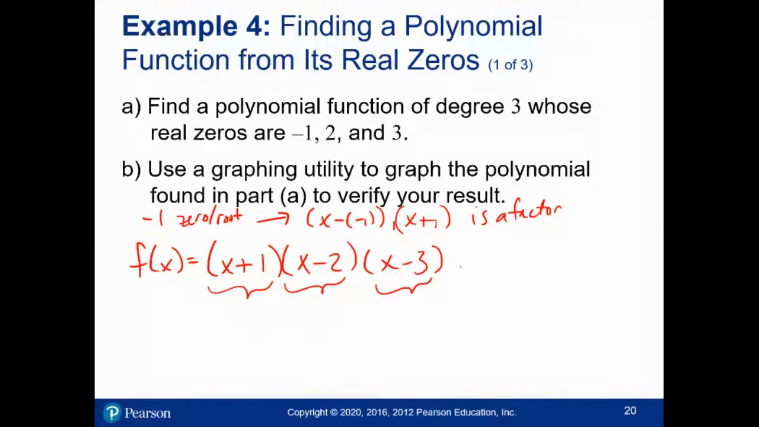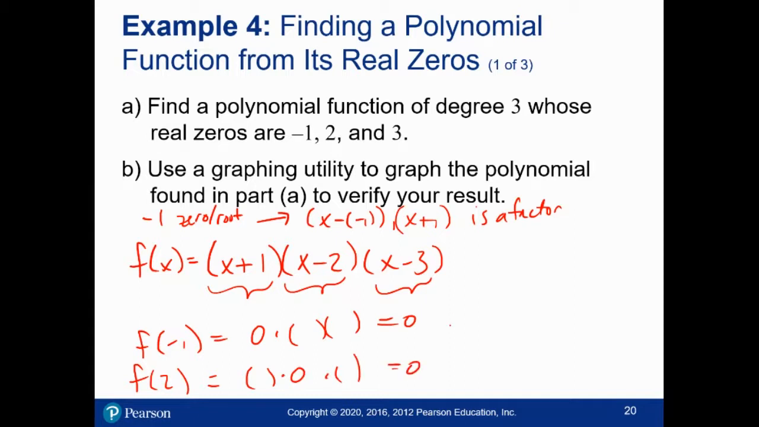of 3. And notice, if you plug in f of -1, you get 0 times whatever. I'm going to get out a 0. If you plug in f of 2, you get out something times 0 times something, and you're going to get out a 0. And similarly, if you plug in 3, you get out something times 0, and all of these are going to produce zeros. So what I have now is I definitely have a function that has these as the zeros.